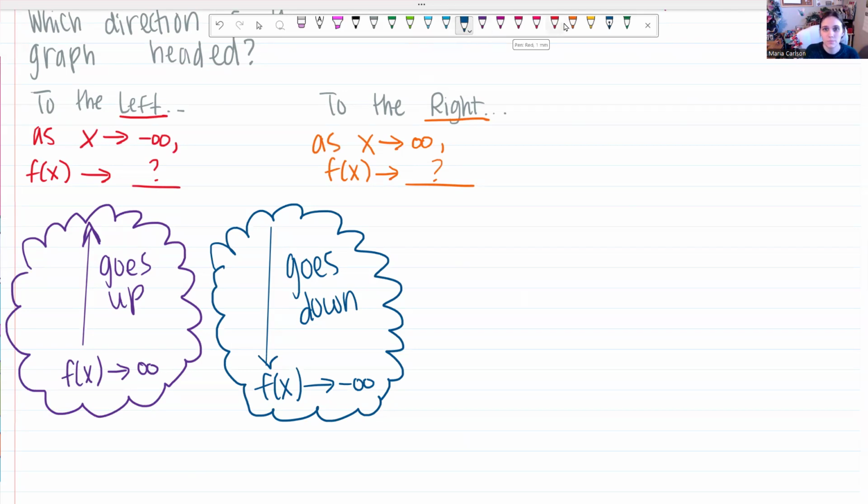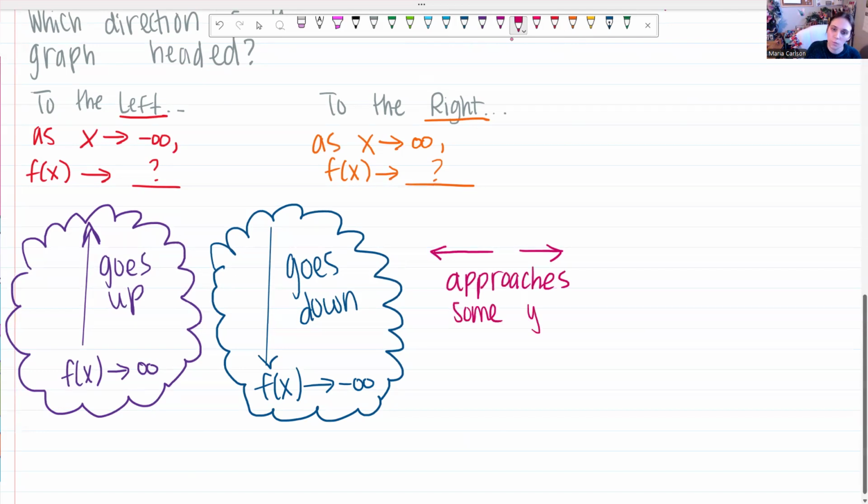And then another possibility that could happen is that our graph is approaching some value. So it approaches some y value, and we'll let this y value be k. If we're approaching some asymptote really of k, then I would say that our function f of x is approaching or going to that k value.